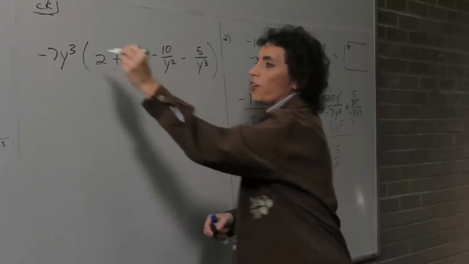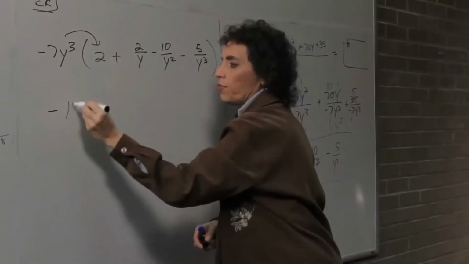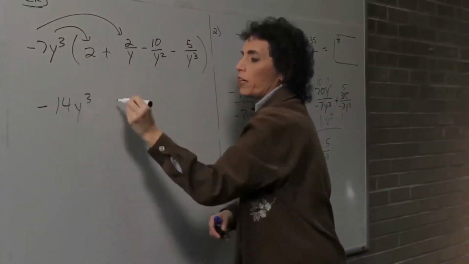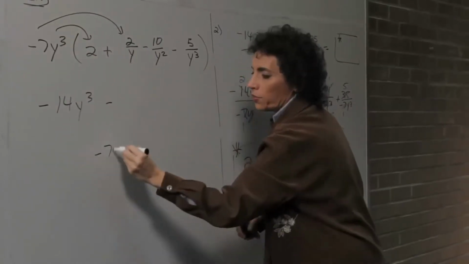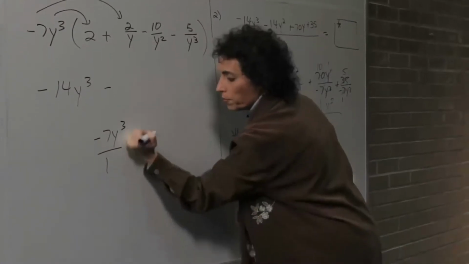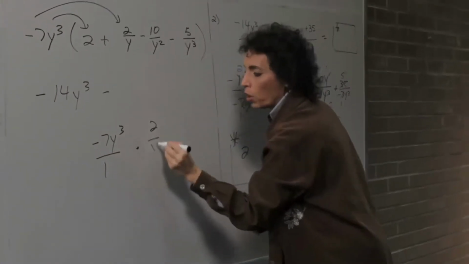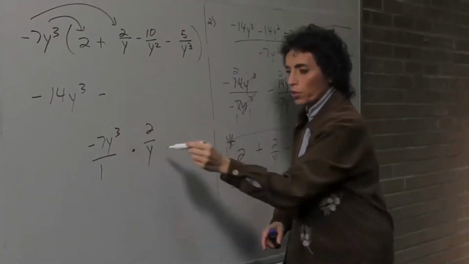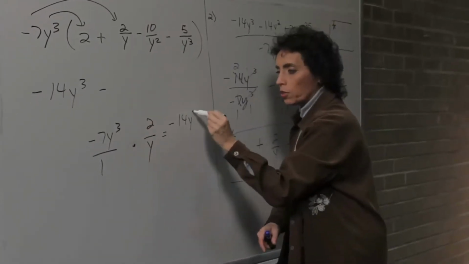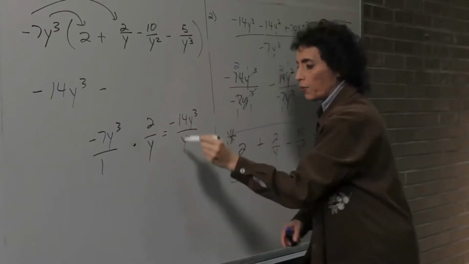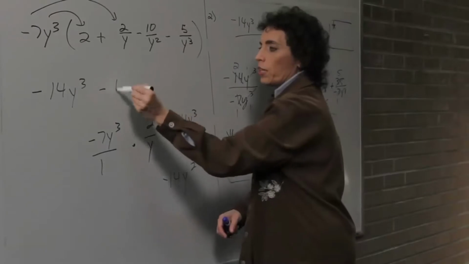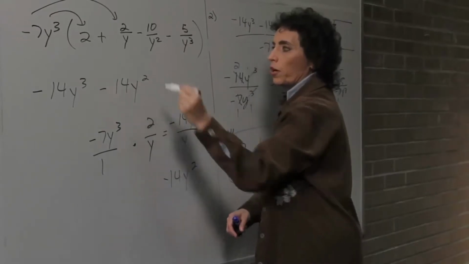So negative 7y cubed times 2 is negative 14y cubed. All right. Negative times a positive is negative. I'm going to do this down here. Negative 7y cubed times 2 over y. Remember how we could do this? We can reduce right here. If you'd rather multiply across, we can, and then reduce here, which is negative 14y squared. So this is negative 14y squared.